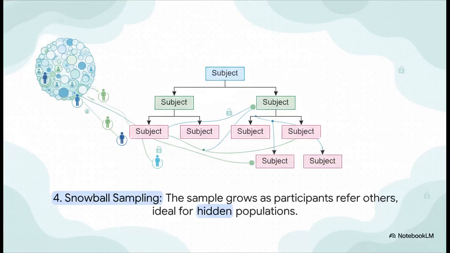Next up, we have something called snowball sampling. Just imagine a snowball rolling downhill, right? It gets bigger and bigger. That's exactly how this works. A researcher finds one or two people who fit the study and then asks them to refer other people they know from their network. The sample size just grows and grows with each referral. This is an amazing technique for reaching those hidden populations that are otherwise really hard to find, like maybe homeless individuals or people who use a specific illicit drug.